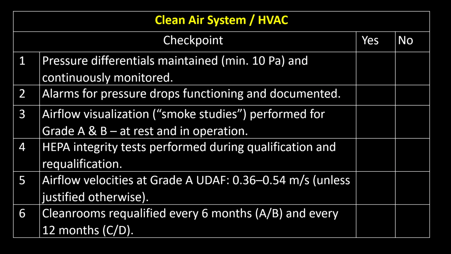For clean air systems and HVAC, pressure differentials maintained minimum 10 pascals and continuously monitored. Alarms for pressure drops functioning and documented. Airflow visualization like smoke studies performed for grade A and B at rest and in operation conditions. HEPA integrity tests performed during qualification and requalification. Airflow velocity at grade A, that is unidirectional airflow, is 0.36 to 0.54 meter per second unless justified otherwise. Cleanrooms requalified every 6 months for grade A and grade B, and every 12 months for grade C and D.